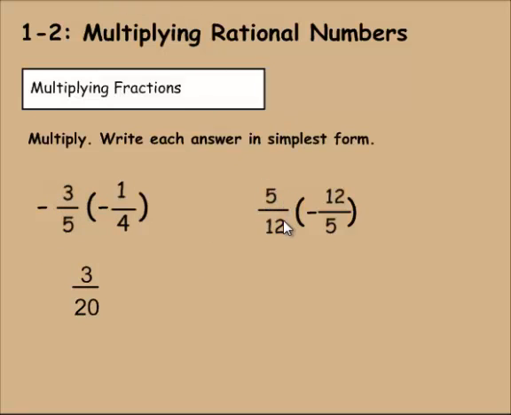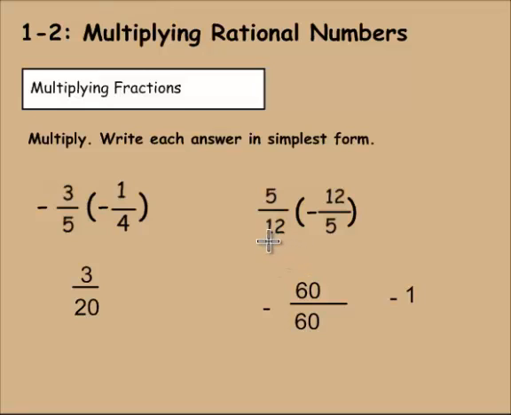Here we have 5 over 12 times negative 12 over 5. So we would do 5 times 12 on top, which would be 60, and then 12 times 5 would also be 60. Put the line in the middle. This would be a negative answer then. If we're going to simplify that, 60 goes into 60 1 time. So our answer would actually be negative 1 over 1, which would just be negative 1.